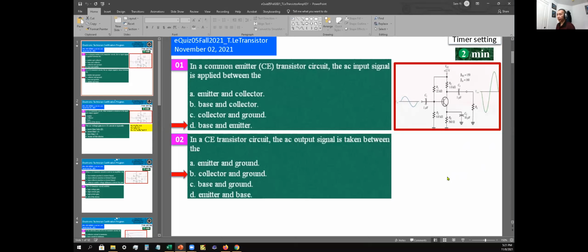Okay, so just go through it. If you have any questions, please go ahead and ask. So, like I said, we're going to go over quiz number 5, the transistor. That was taken on November 2nd.